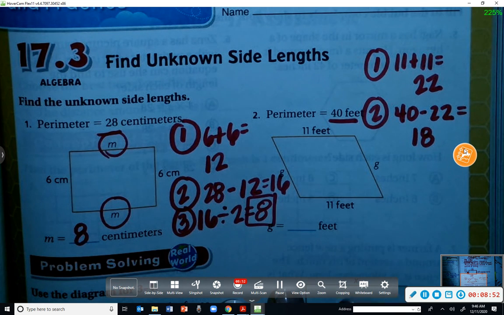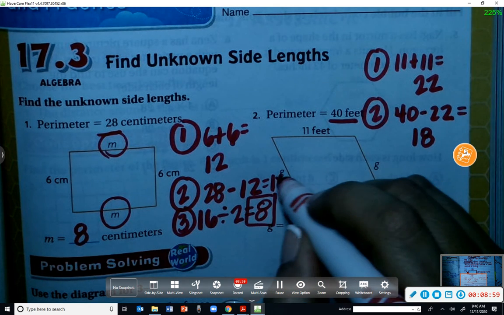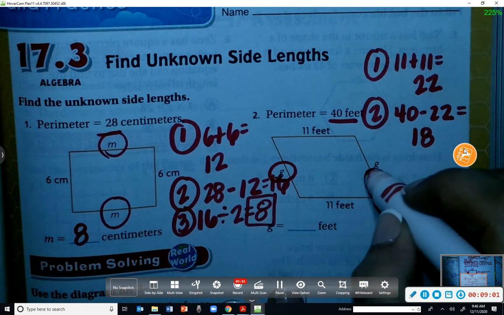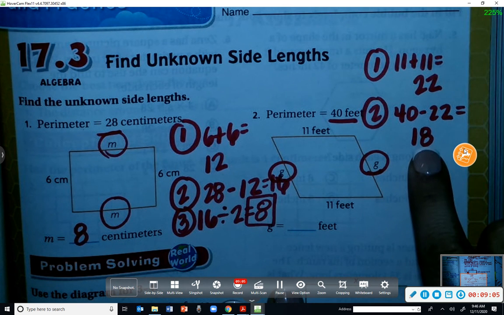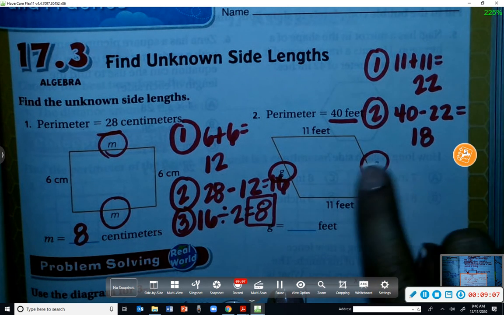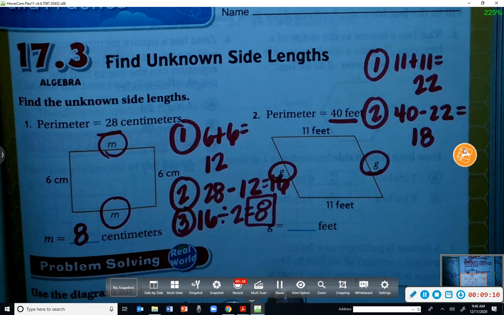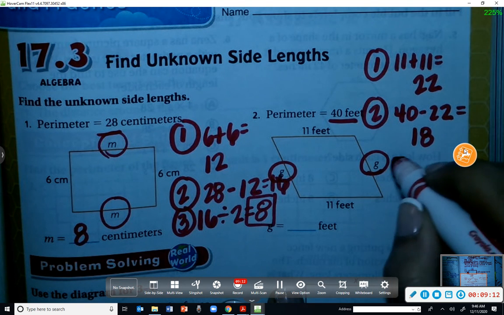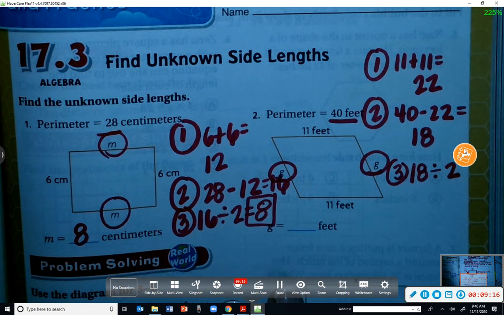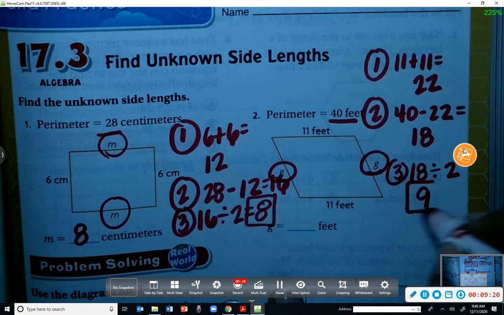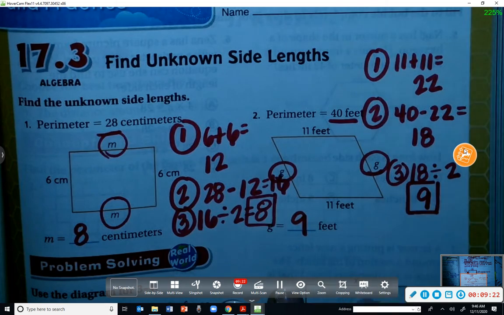It's not a rectangle. You divide. Aaliyah, what do you think? Divide. We still need to divide by 2 even though this isn't a rectangle because there was 2 missing sides. So I need to take this 18 and split it up between both of these missing numbers. Okay? So 18 divided by 2 is what? 9. 9 for number 2.